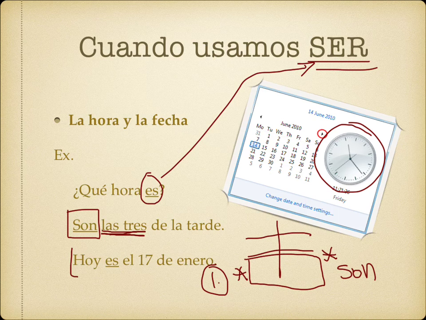Now, hoy es, because hoy is the subject, that has most of the bearing on the verb ser. So it's hoy es el 17 de enero, because we're telling the date. It's identifying what day it is in the month.